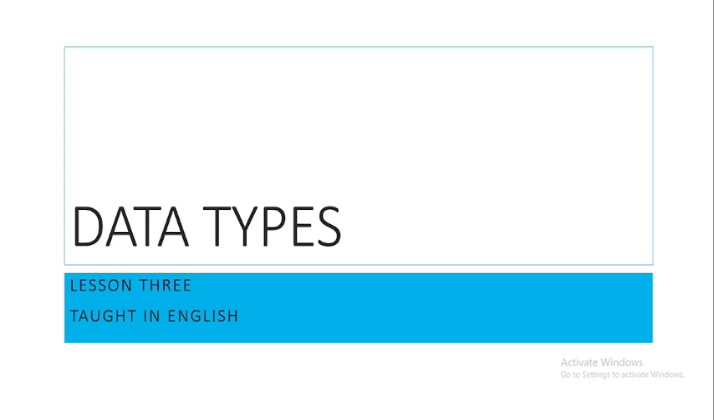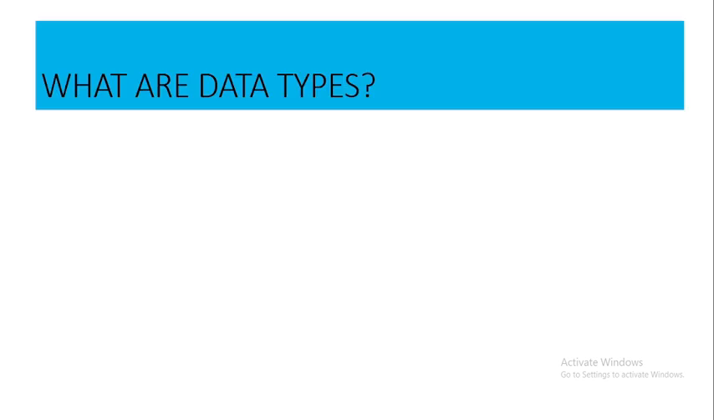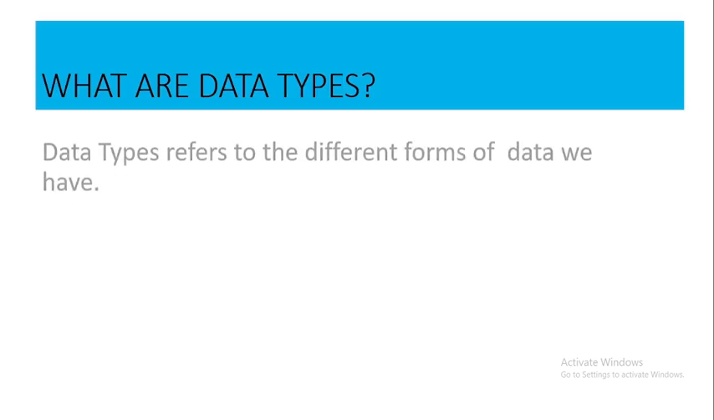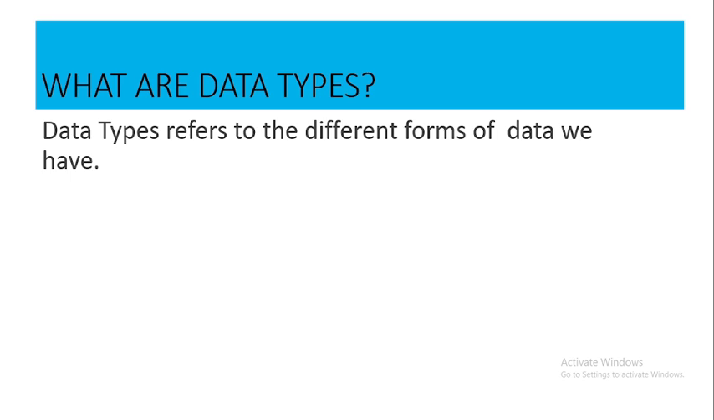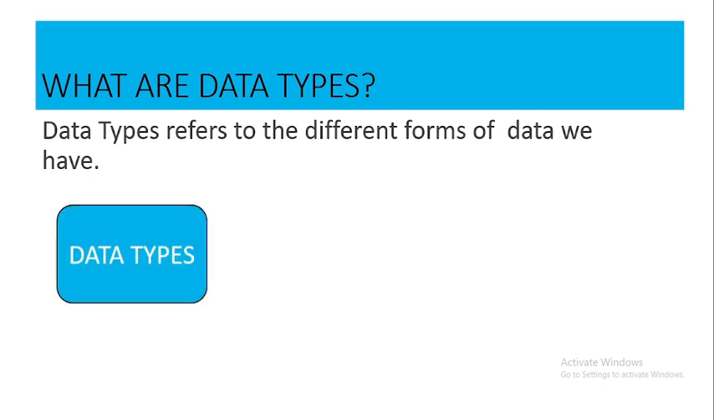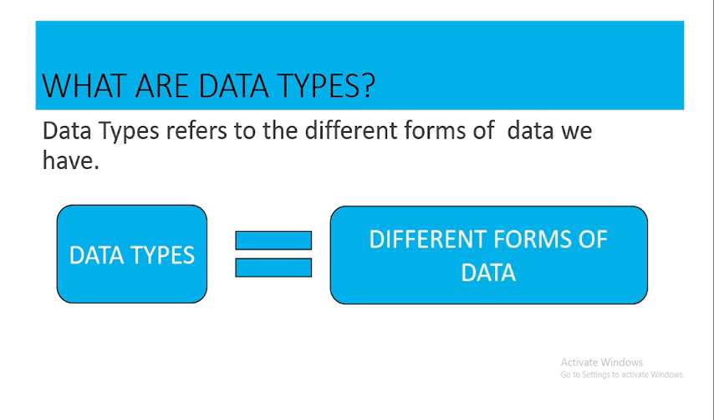Lesson 3. In lesson 3, we are going to talk about data types. So what are data types? Data types refers to the different forms of data that we have. Data can actually be grouped into different forms. So these different forms into which data can be grouped is what we term as data types. So we have data types being equal to different forms of data.